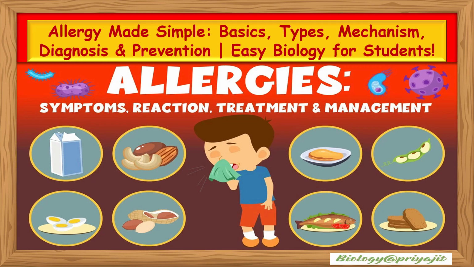Today we are going to explore the fascinating world of allergies, an abnormal hypersensitivity reaction of our immune system to substances that are usually harmless, like pollen, dust, certain foods, or medicines. Instead of ignoring these allergens, our immune system overreacts, releasing chemicals such as histamine, which cause symptoms like sneezing, itching, rashes, or even breathing difficulties.